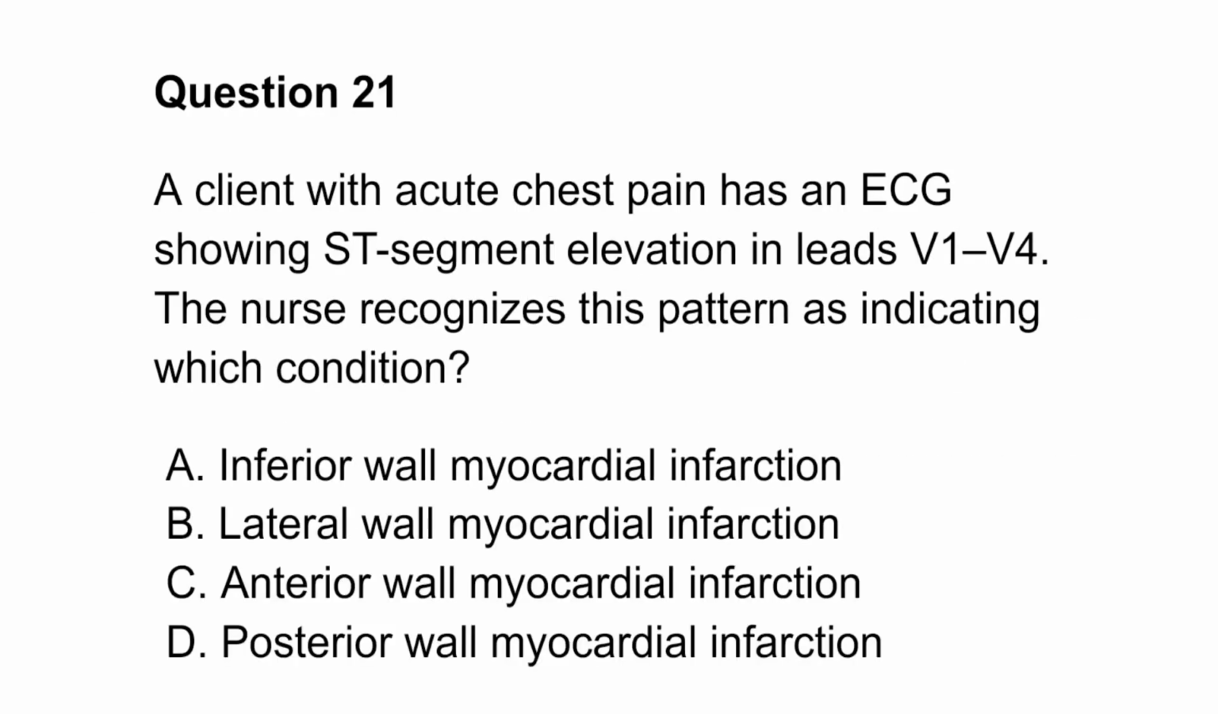A client with acute chest pain has an ECG showing ST segment elevation in leads V1 to V4. The nurse recognizes this pattern as indicating which condition? A. Inferior wall myocardial infarction. B. Lateral wall myocardial infarction. C. Anterior wall myocardial infarction. D. Posterior wall myocardial infarction.